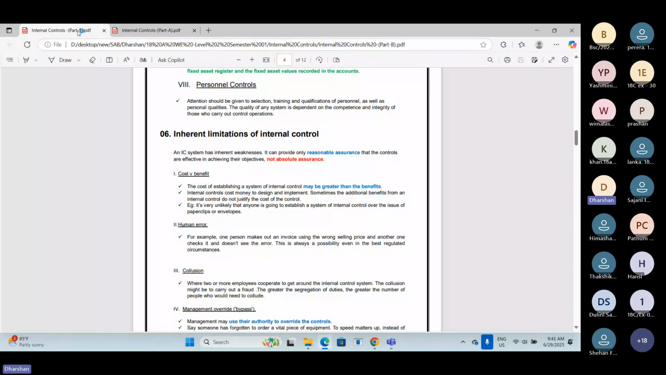Okay. Then what is meant by reasonable assurance? This reasonable assurance and absolute assurance, we will discuss in the audit also. At that point, I will explain in detail what is meant by reasonable assurance. For the time being, just keep in your mind, reasonable assurance is not 100% assurance.